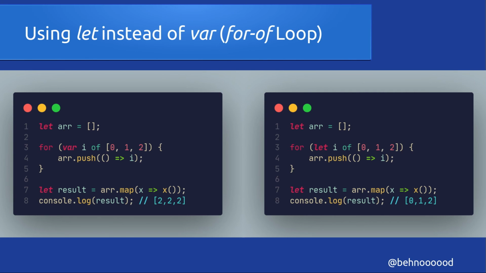In a for-of loop, again, var creates a single binding. Let creates one binding per iteration, and const also creates one binding per iteration, but the bindings it creates are immutable.